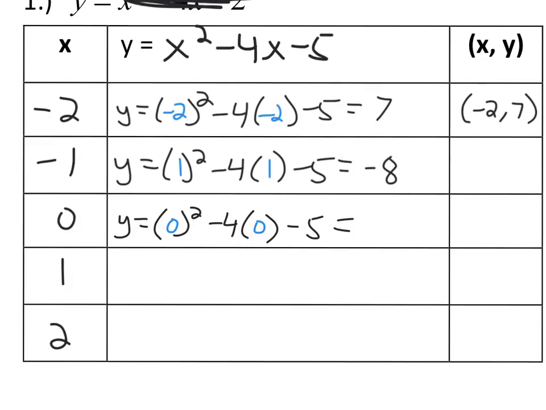Oh, boys and girls, I apologize. We messed up here, didn't we? Or I messed up here. This is supposed to be a negative 1. I'm sorry about that. So that means this needs to cross out.